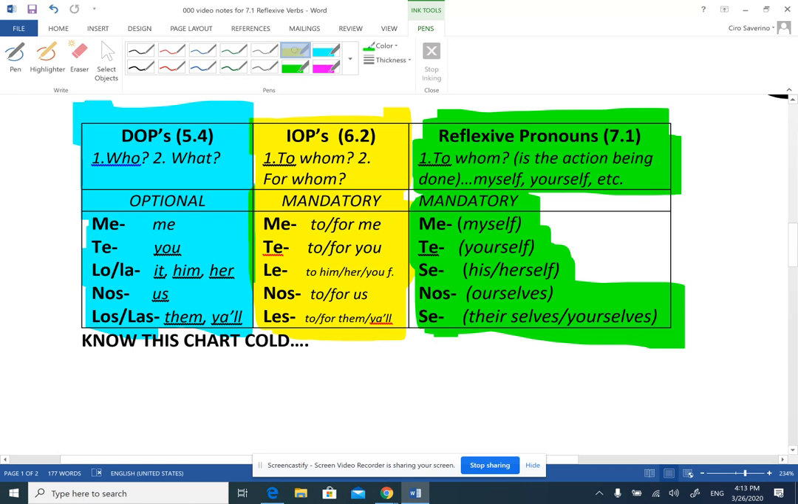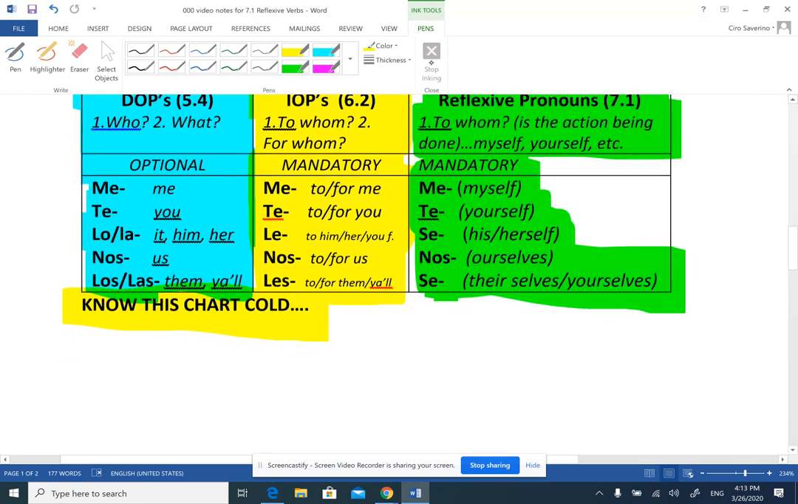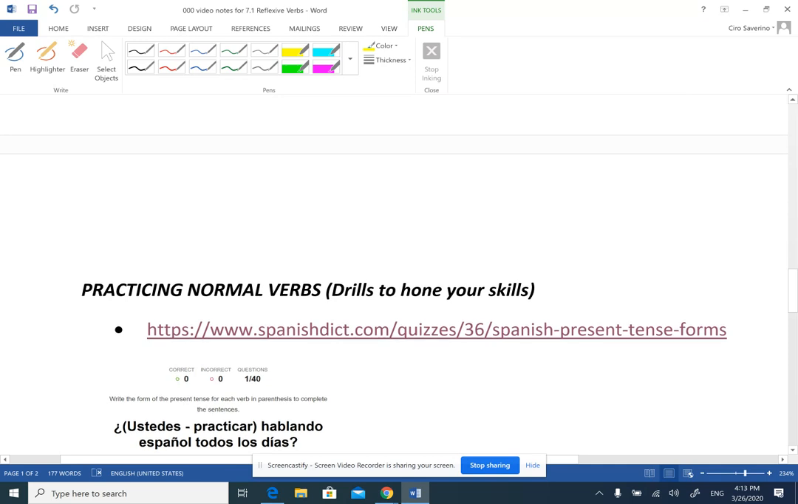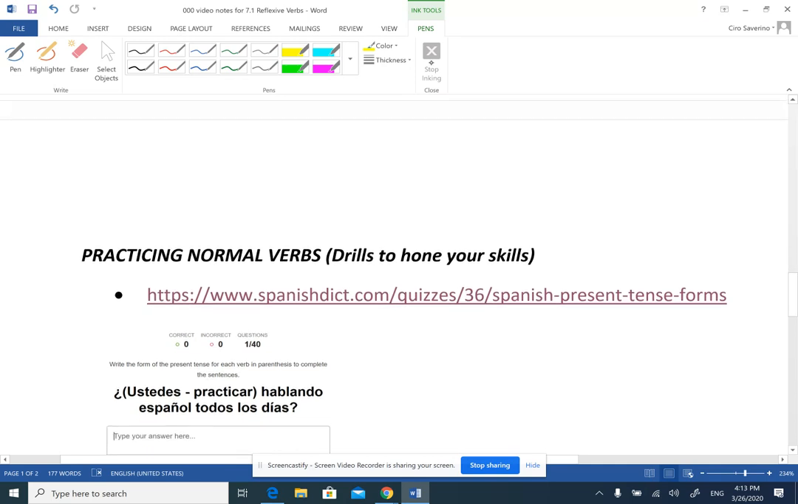We should know this chart cold. If you don't know it cold, I need you to quiz yourself, and I need you to learn this chart cold. You will not regret it. Okay, I got a minute and a half. You need to drill yourself. You need to practice to hone your skills.